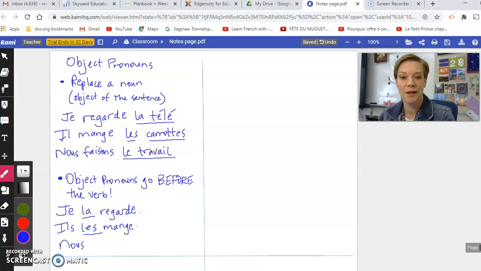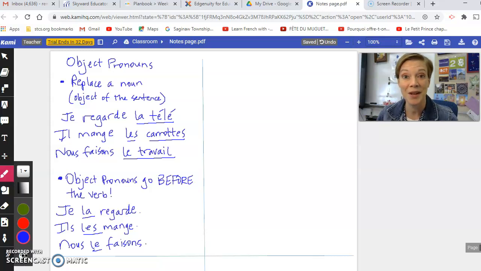Nous le faisons. Were you able to guess that? The object pronoun is le, and I've placed it before the verb. So this is how it all comes together. But what exactly do these object pronouns mean? It's very simple. An object pronoun replaces the object of the sentence with the word it.